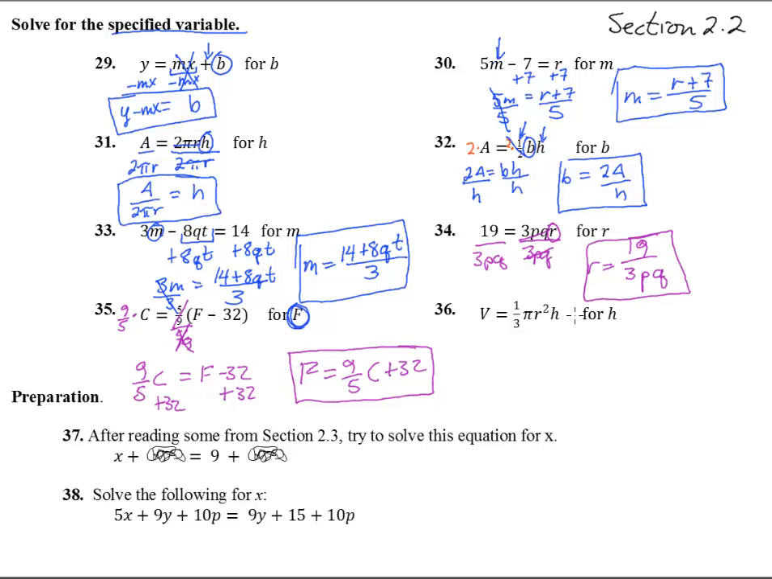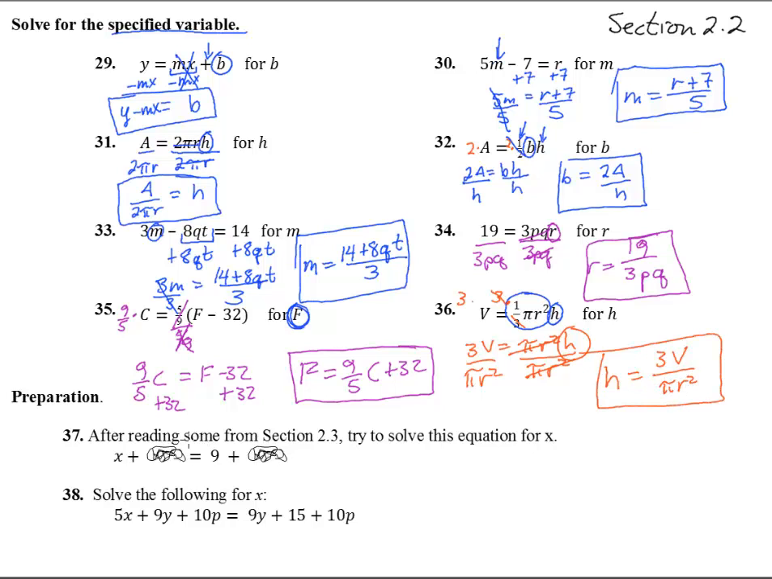And number 36. We want to get H by itself, so we've got to divide all of those guys, get them off. Now, if we divide by a 1/3, I think I'll take care of him first. Times by 3, times by 3. That way the fractions are kind of not in the denominator. So we get 3v equals pi r squared h. Divide by pi r squared. Divide by pi r squared. Those guys are gone, and h is now left by itself. So we get h equals 3v over pi r squared.